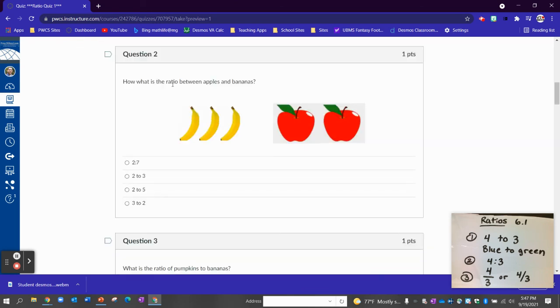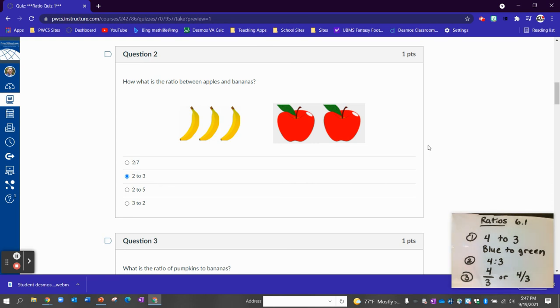All right, so what is the ratio between apples and bananas? We want apples first, bananas second. Even though bananas comes first in the picture, it's not 3 to 2 because it's asking for apples first. It's 2 to 3. So you have to be careful with the order. That's one of the most common mistakes there.